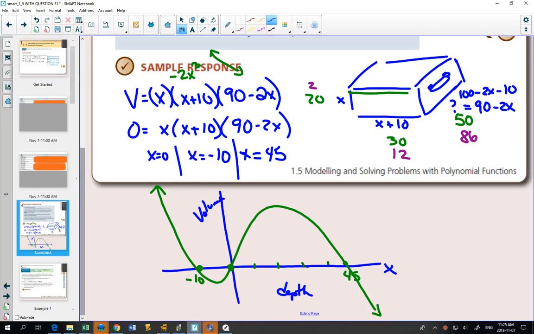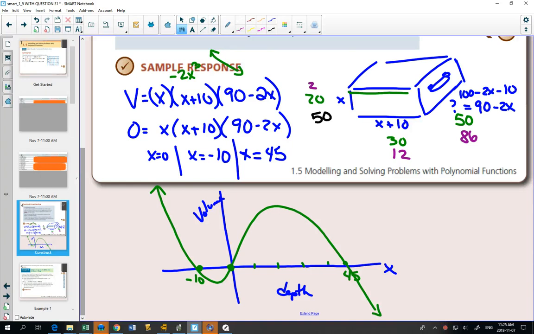Now, this is the complete graph. However, in a real-life situation, certain numbers don't make sense. For example, why does it not make sense to have a depth of 50?